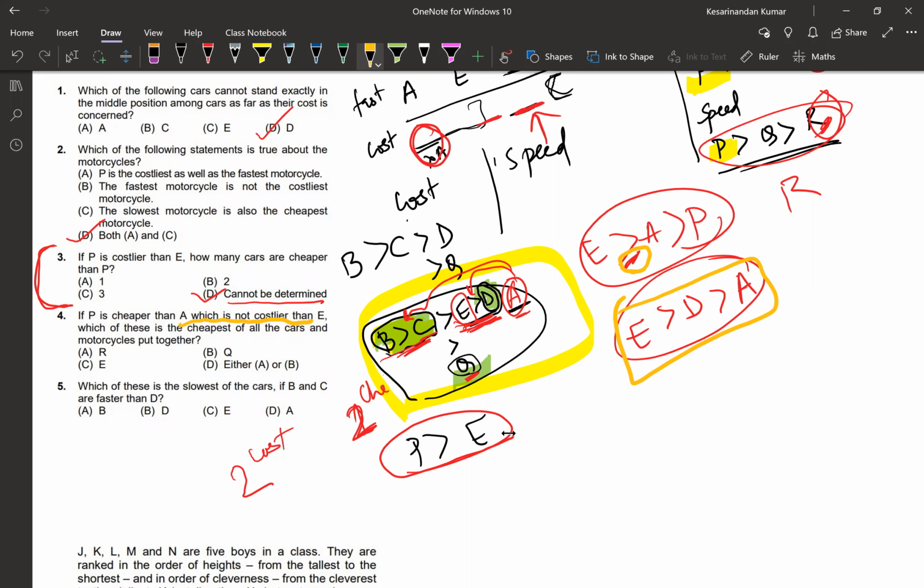But what if this equal to sign kicks in? They would come in the middle of the order. Yes, and then what will be the answer? D is the cheaper car. Don't go for the options now. I just want this as a subjective answer. There's one issue with the options. I'll say that later.